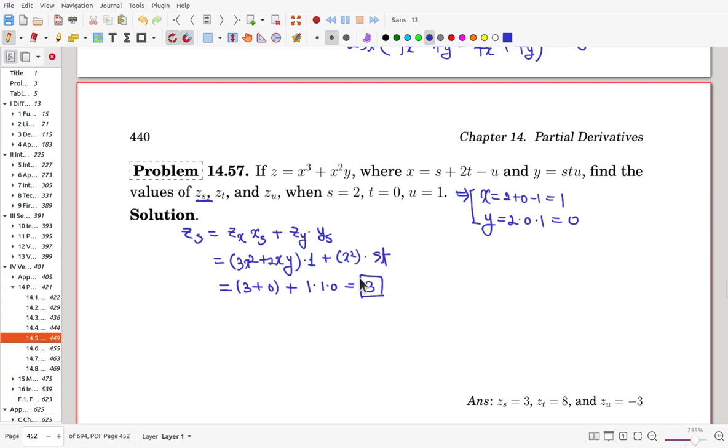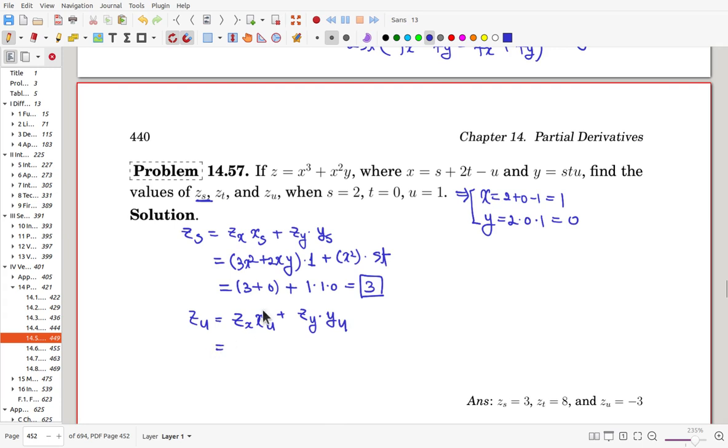Okay, let's try one more. We skip this one and try to get this one, z sub u. Okay, z is a function of x and y. X and y are primary variables, and x and y are functions of s, t, u, so as in the chain rule, again, we do z sub x and x sub u, the u derivative, plus z sub y and the y u derivative, right?